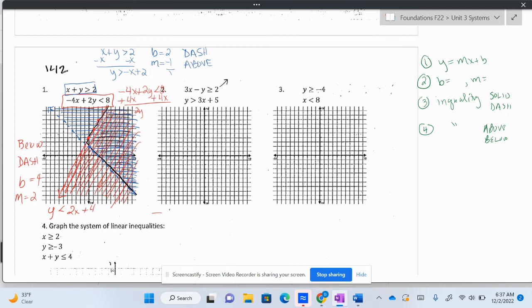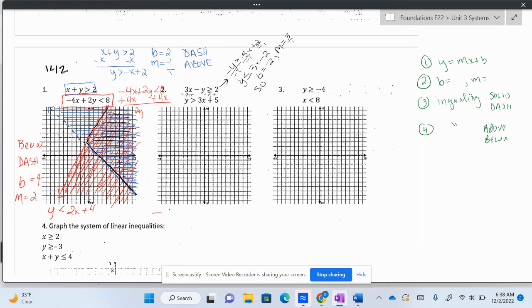So for this one, I would have to subtract 3x from both sides. That would give me negative y is greater than or equal to negative 3x plus 2, because remember, I'm subtracting 3x. Well, remember that you cannot solve for a negative variable, so we have to divide everything by negative 1. That's one of our rules. When you divide by a negative, you have to flip your inequality. Negative 3 divided by negative 1 is positive 3. 2 divided by negative 1 is negative 2. So I begin at negative 2. My slope is positive 3.